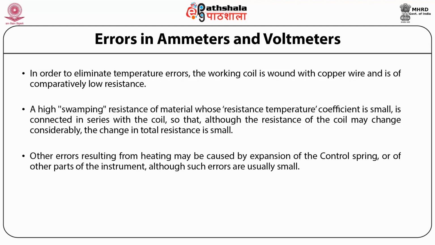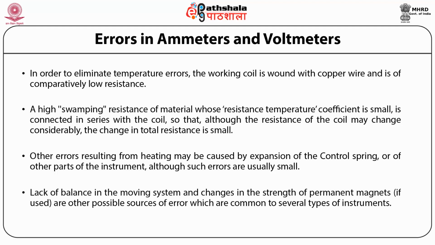Other errors resulting from heating may be caused by expansion of the control spring or of other parts of the instrument, although such errors are usually small. Lack of balance in the moving system and changes in the strength of permanent magnets, if used, are other possible sources of error, which are common to several types of instruments.